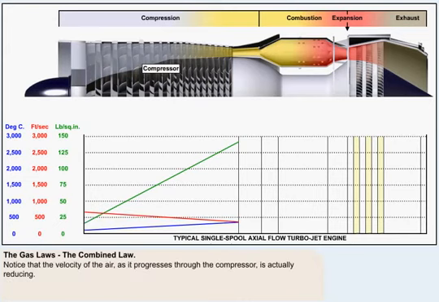Notice that the velocity of the air as it progresses through the compressor is actually reducing. This is required so that when it gets to the combustion chambers, its speed is not such that it will extinguish the flame.